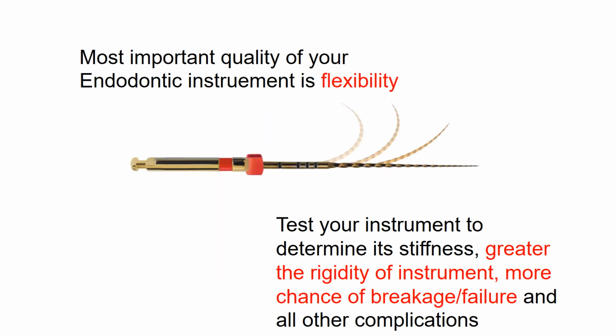Now the most important quality of your endodontic instrument is flexibility. Because in curved canals you need flexibility, in narrow canals you need flexibility. If your instrument is flexible, it will not fracture at any point inside the root canal. So you have to test your instrument to determine its stiffness. That means the greater the rigidity of the instrument, the greater the chances of breakage or failure and other complications like perforations, ledge and zip.